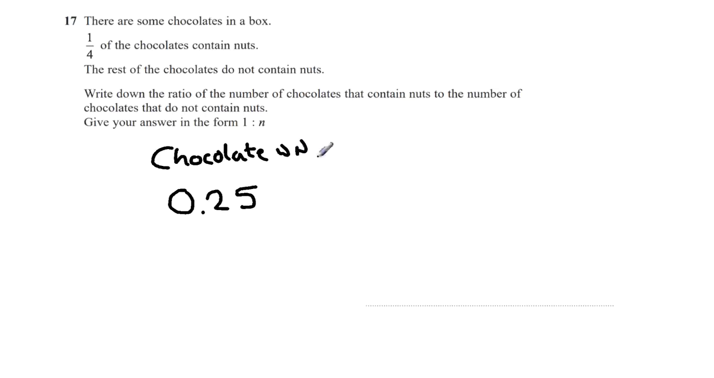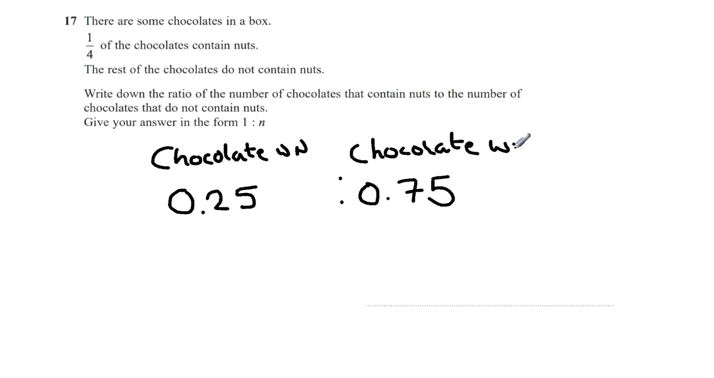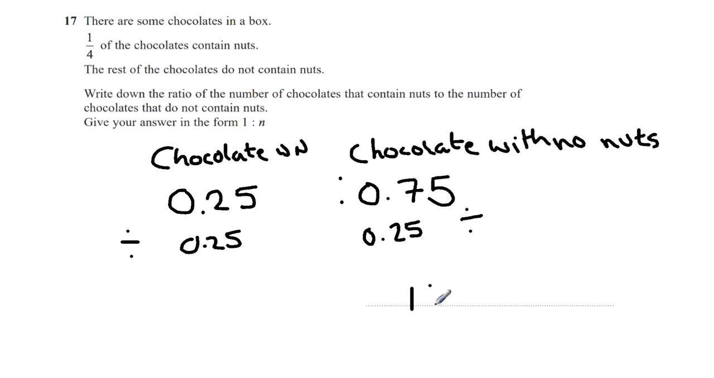So 0.25 is chocolate with nuts. And we know that the rest of the chocolate does not contain nuts, so it'll be 0.75 chocolate with no nuts. It says give your answer in the form 1 to n. Now to do this, we need to divide both the decimals by 0.25. So chocolates with nuts, 0.25 divided by 0.25 is equal to 1. And 0.75 divided by 0.25 is equal to 3. Therefore, n is 3. So that's our answer.